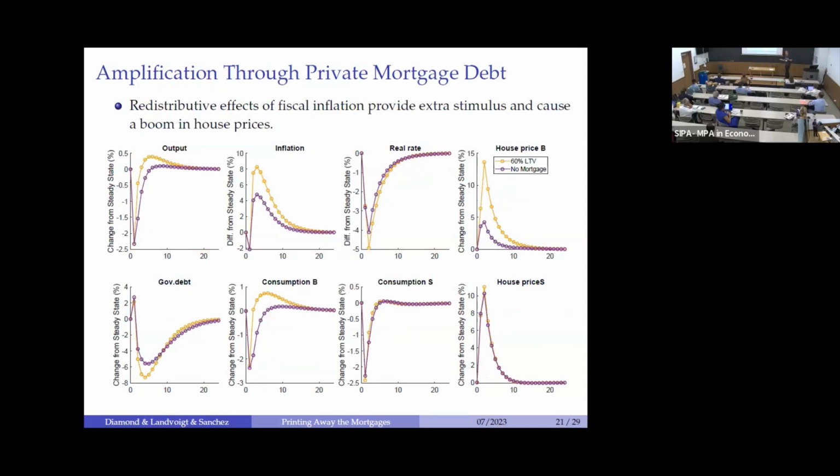And let me just show you now that mortgages amplify the effects here. So comparing a version with no mortgages in the model versus a 60% loan to value constraint to get a realistic measure of people's actual leverage, we get a larger increase in output, more inflation, and particularly for the borrower households who are less patient, we get a greater increase in their consumption. And the reason we're getting this is through redistribution, which you can see, as the borrower house prices are really booming here. Savers' house prices are not really affected so much by the redistributive effects through the mortgage market. And that shows that the fact that the borrowers are rich really matters.